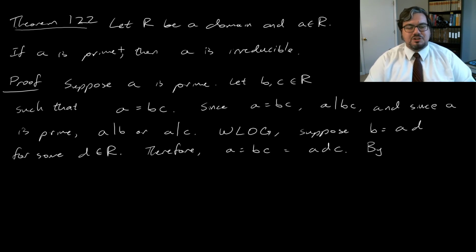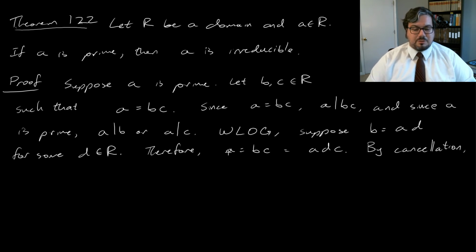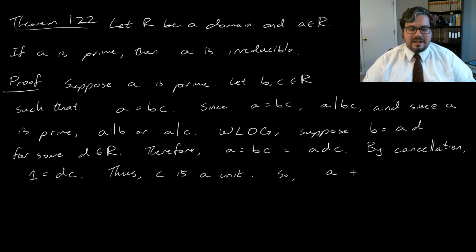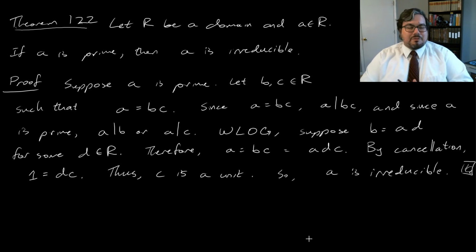Now, R is a domain, so we have cancellation. So by cancellation, we have that A is equal to ADC. If we cancel the A's on both sides, we get that 1, the multiplicative identity, is equal to DC. Thus, C is a unit. So that means that A is irreducible. So all prime elements are irreducible, but in general, some irreducible elements may not be prime.